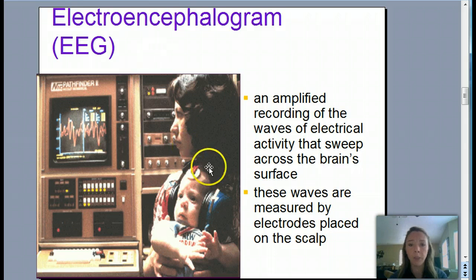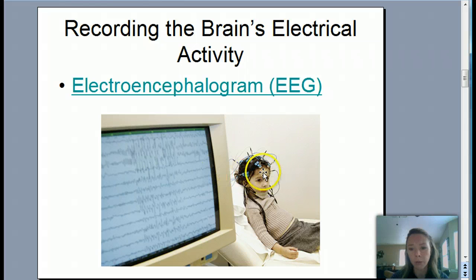And they do this by placing these little, what are they called? Electrodes, sorry, on different parts of your head. You may have had one of these before, and then looking at the activity that sweeps across the brain. So this is actually a better picture I skipped over. So this little girl has all these different electrodes, and it's looking at the different electricity.